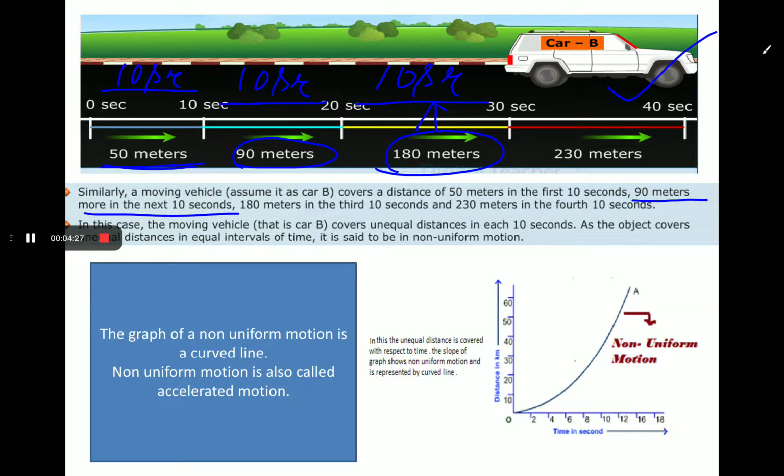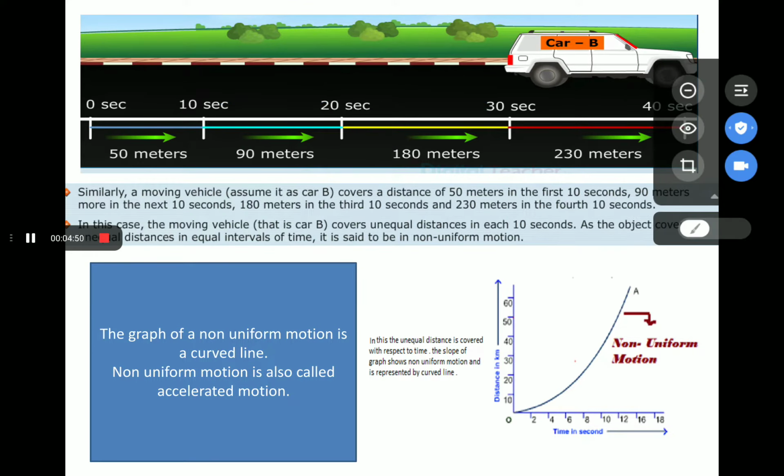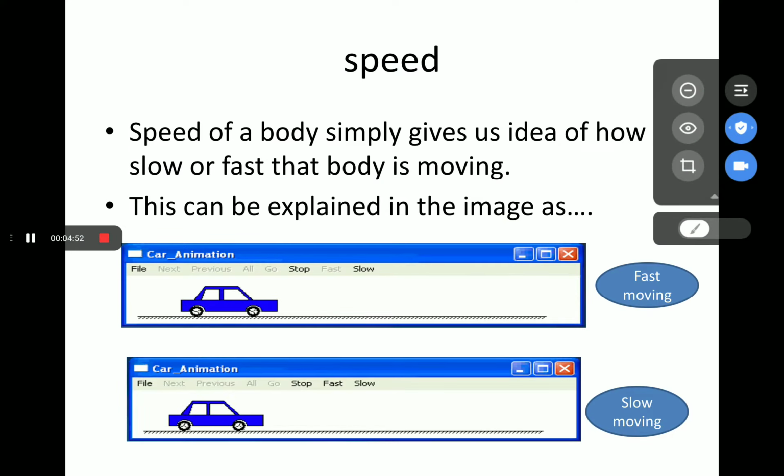Now, the distance time graph of a non-uniform motion is always a curved line. Here is one more important point: non-uniform motion is also called accelerated motion. This is a very important point. You all have to remember it. Now student, in the next slide, we will study about speed.